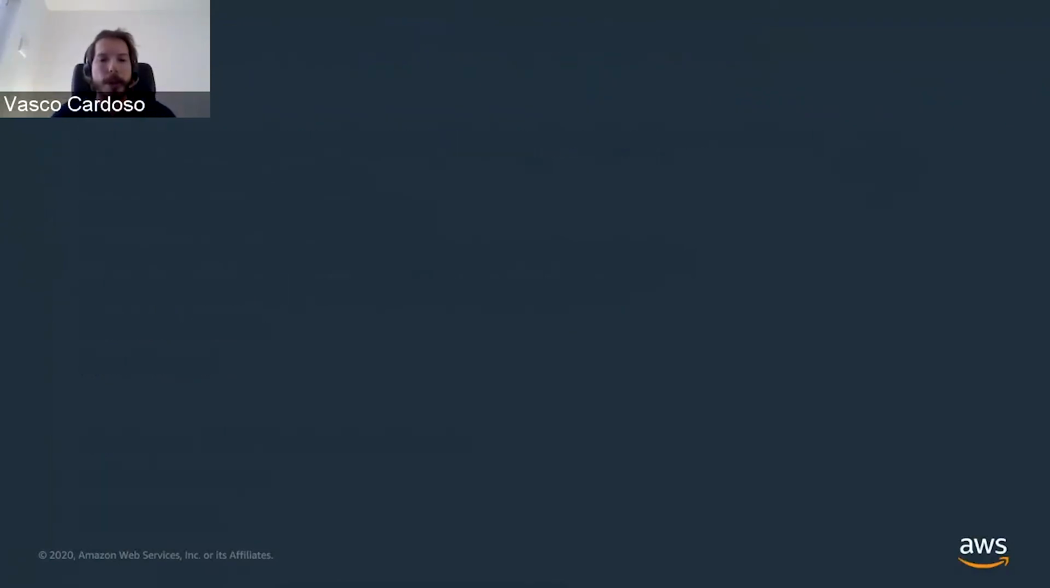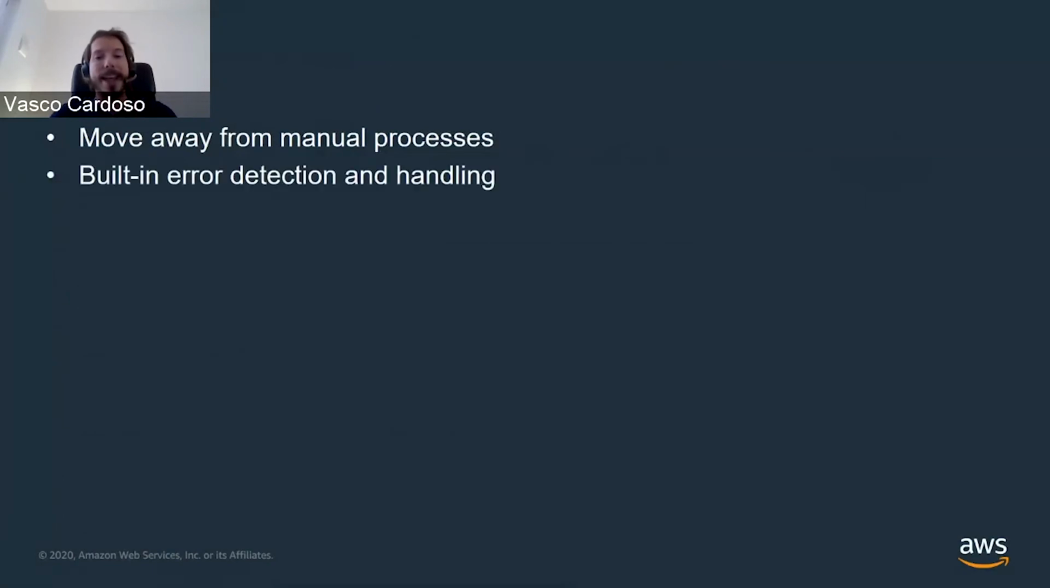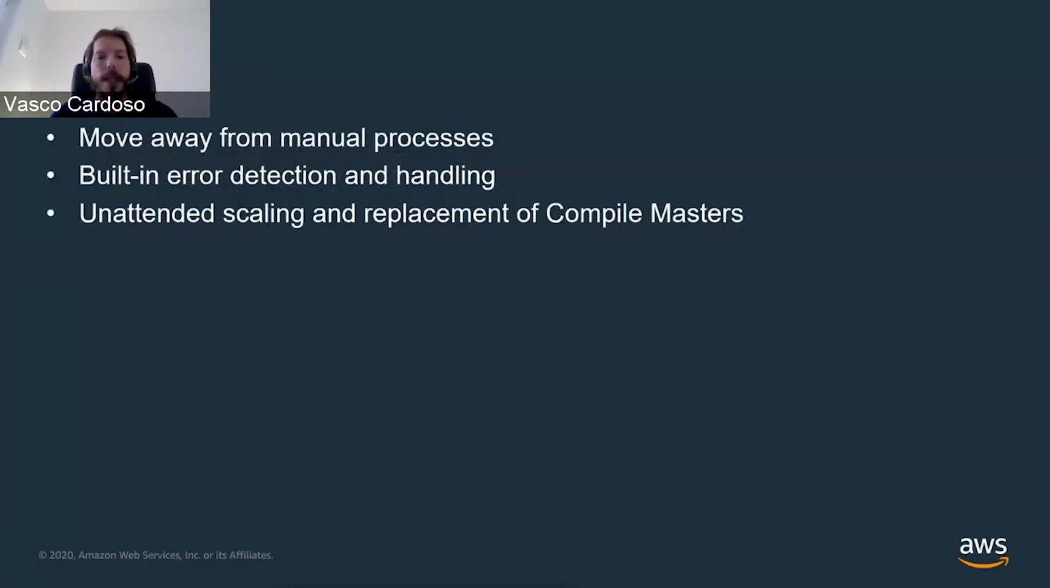So Jiggly-eyed SOX Incorporated now has the benefits of all of these being automated. So they can move away from manual processes that can lead to errors. We're able to detect and handle errors as they happen. We can scale and replace a compile master if it fails somehow. There's no need for getting up at 4 a.m. to fix that. And because all of this solution is built around CloudFormation, we can replicate it across environments.